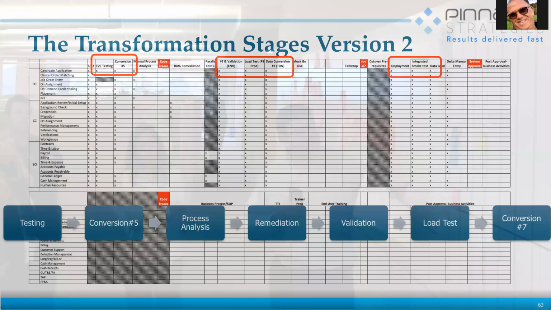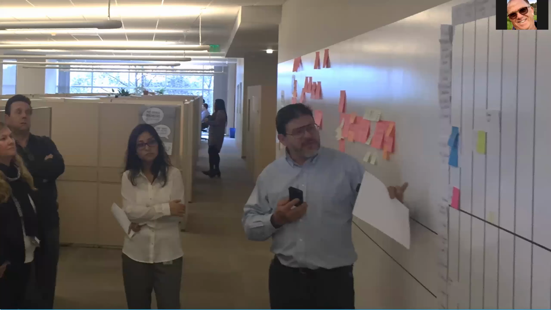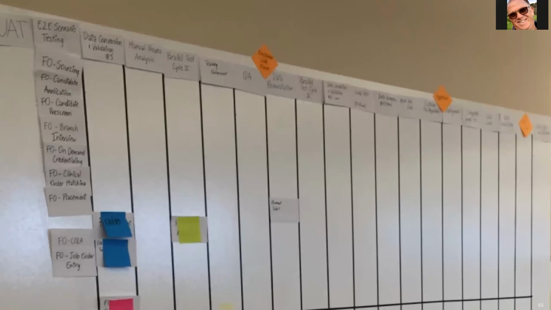So we did it again, and there's Luis and Camila. They're explaining the board to the team again. And then we ended up creating what I would say, this is not the final board, but the board that we were ready to start with.